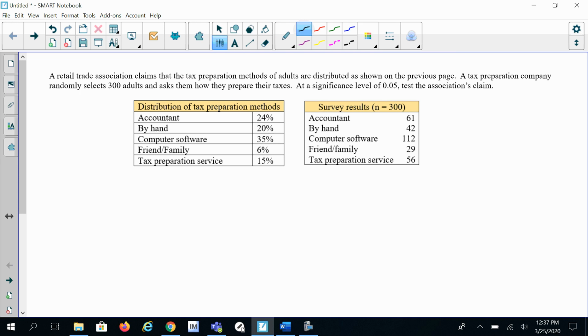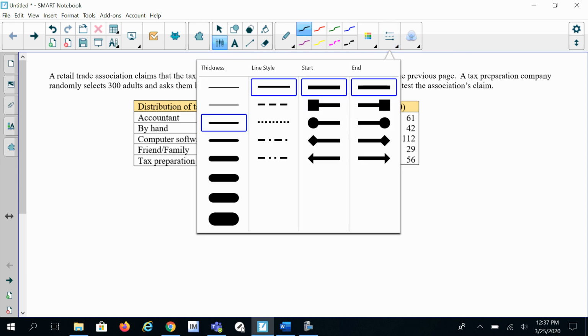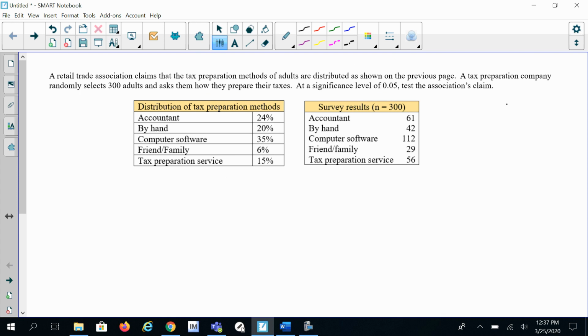So the first thing for any hypothesis test is that we need to write our null and alternative. Unfortunately, or maybe fortunately, I don't know, the null and alternative are not going to involve symbols. So the first step that we usually did was define the parameter. For chi-square, there is no parameter. We're not going to be defining a parameter. We're just going to be going straight to H0 and Ha. So your null and alternative hypotheses are always going to be written in words for this, not with symbols.